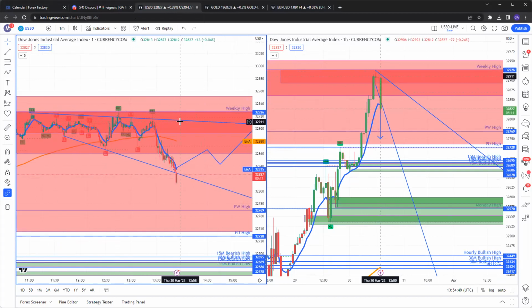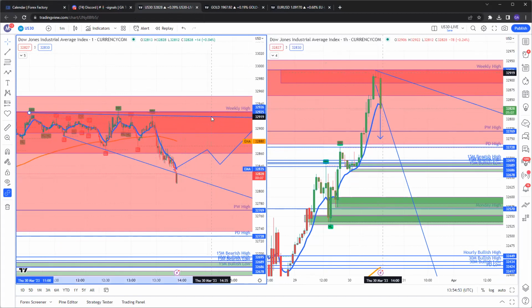I will change this trend line to be this way.